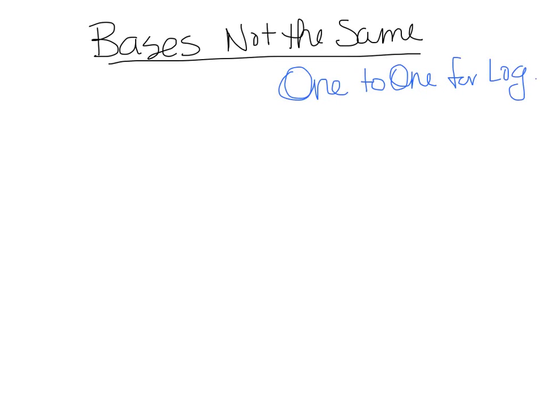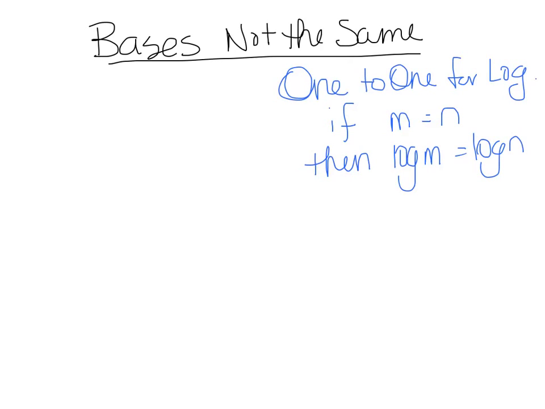And that says if some number is equal to a number, then it must be true that the log of m is equal to the log of n. Okay? So if the two numbers are equal to each other, then their logarithms must be equal. So what we say about this is we're basically taking the log of both sides.